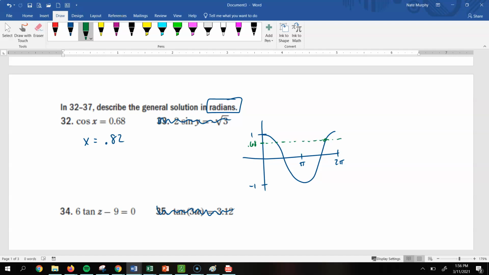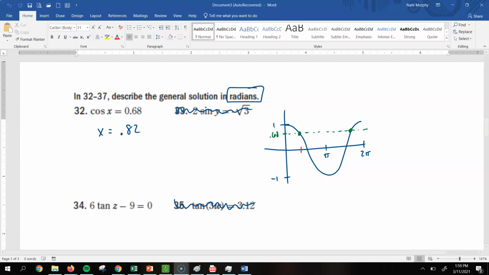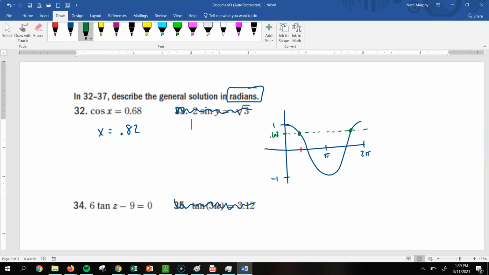So that means that there are two values where, when we take the cosine of those values, we get 0.68. So one of those is at 0.82. So that means that this distance from here to here is 0.82 units. Well, that means that this distance here is also 0.82 units. So to find out what this value would be, we would take 2 pi minus 0.82.